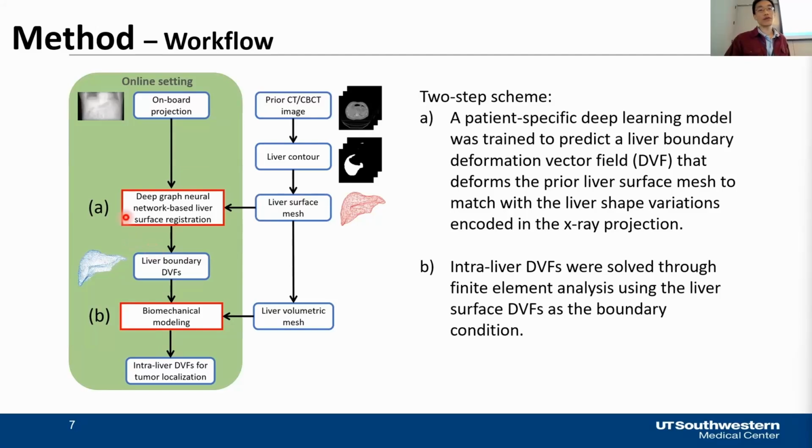As just mentioned, in the first step, a deep learning network is trained to predict a liver surface boundary deformation vector field that will deform the prior liver surface mesh, such that the deformed imaging will match the onboard X-ray projection that encodes the motion variations. The prior liver surface mesh can be generated offline, which takes no onboard time. In the second step, the intra-liver DVF will be solved using the liver surface boundary condition from the first step. In the following talk, I will focus on the first step, which is the major contribution of this work.